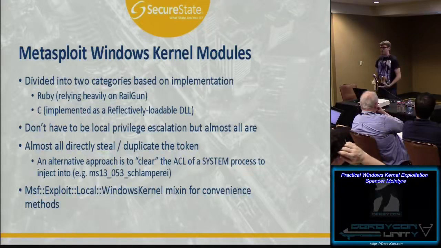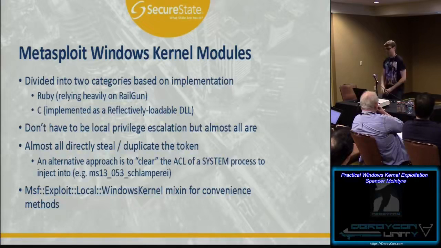They don't necessarily have to be local privilege escalations to be a kernel vulnerability, but most of the ones in Metasploit, and certainly under that category, are. There are a couple of Windows kernel exploits outside of that specific tree, but what we're focusing on are those privilege escalation vulnerabilities in these two classes.